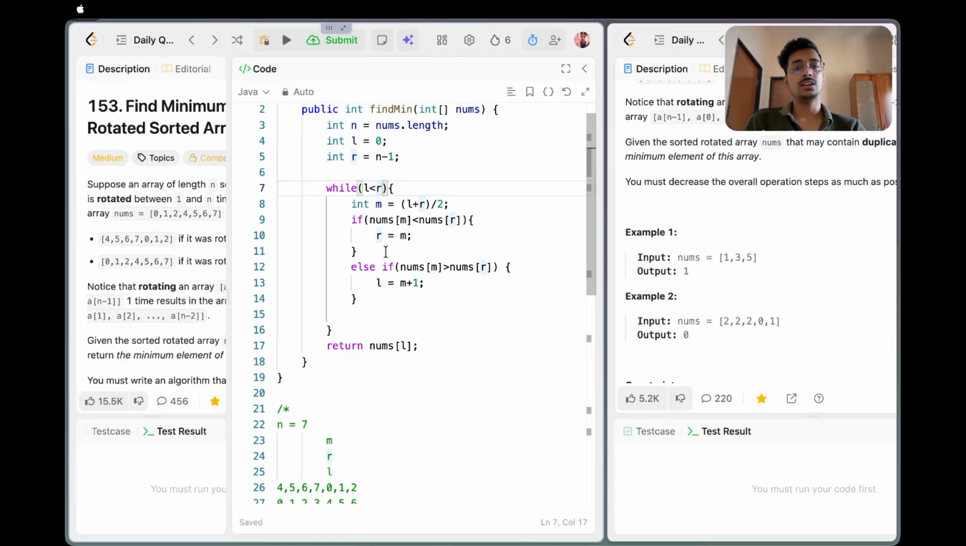There will be a scenario where they collide at the same point, and that point will be our answer. They might also not collide at the same point; either they collide, or they will be adjacent, and I need to consider the value at the left pointer. That's why I am returning left.